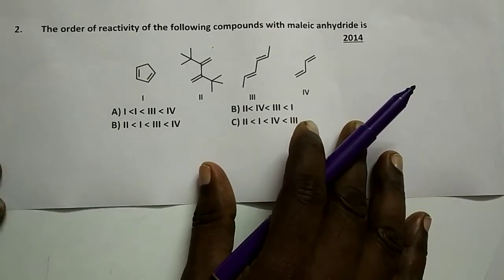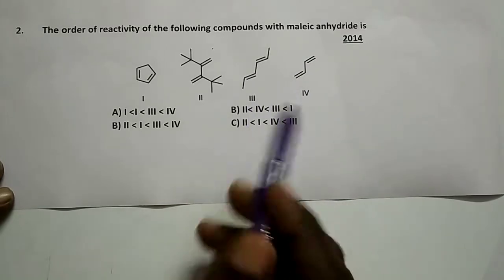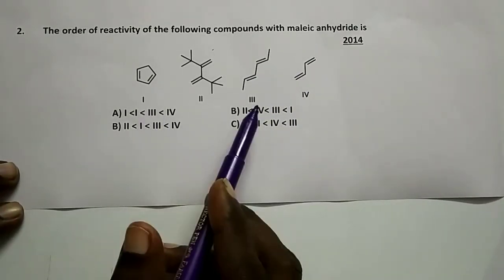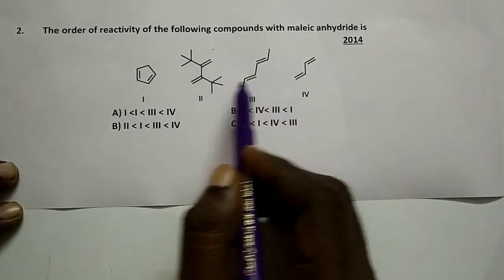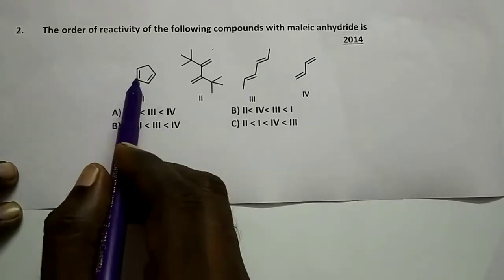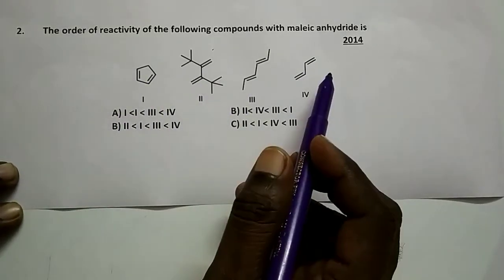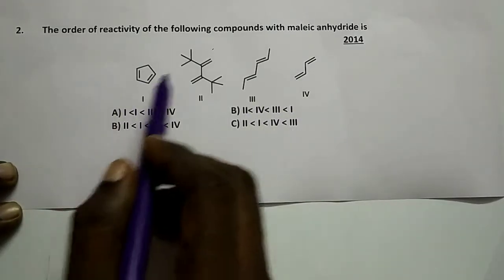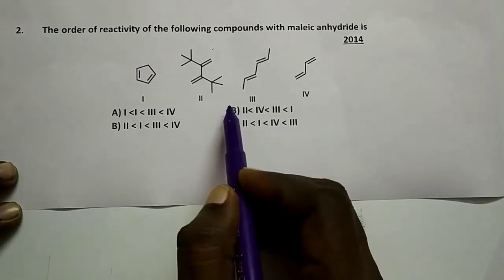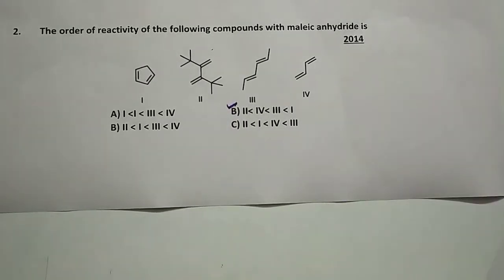And come to this one. The order of reactivity of the following compounds with maleic anhydride is, 2014. As I told you, all are transoids, and they can be converted into cisoids. But this one is permanent cisoid, so certainly this should be more reactive than all the others. Look at the option where 1 is the maximum. B. So certainly B is the answer. But let us see the others also.